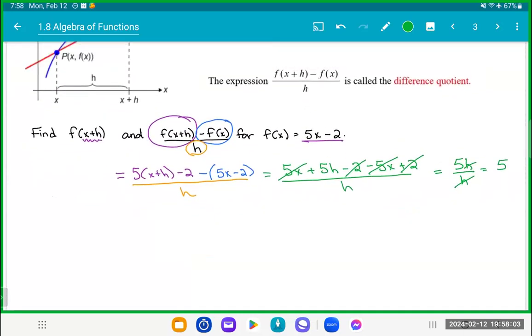But that's one small example. I have a bigger example where we use a little bit bigger equation than just 5x minus 2. Do you guys have any questions on this before we move on to that example?